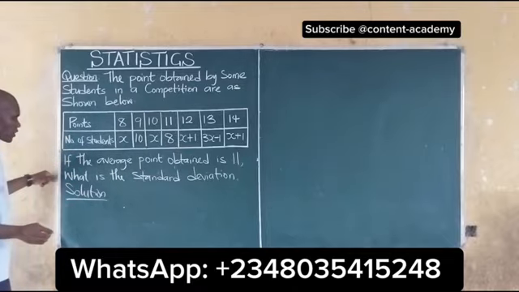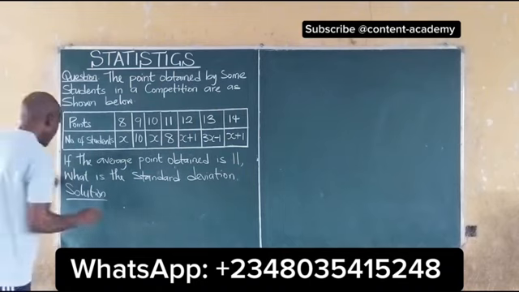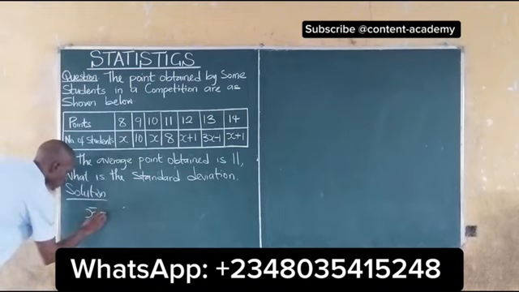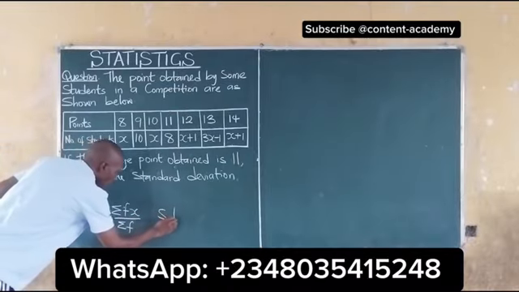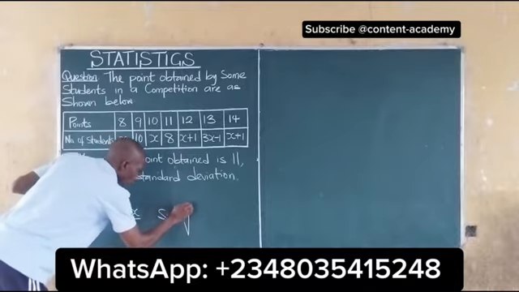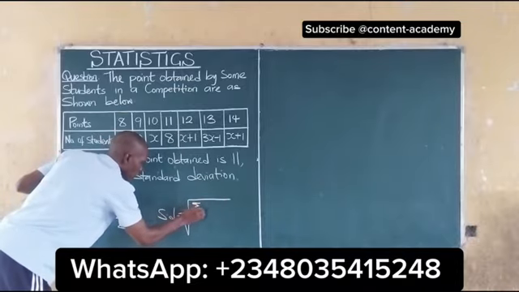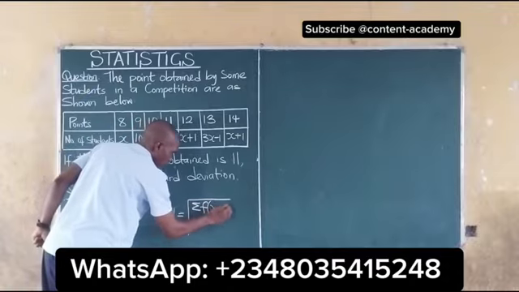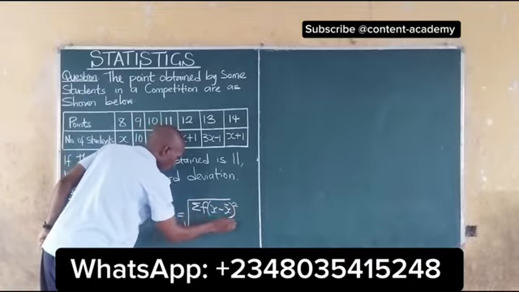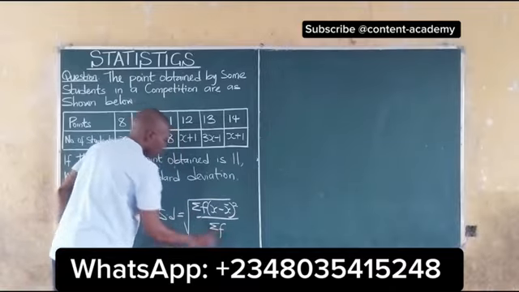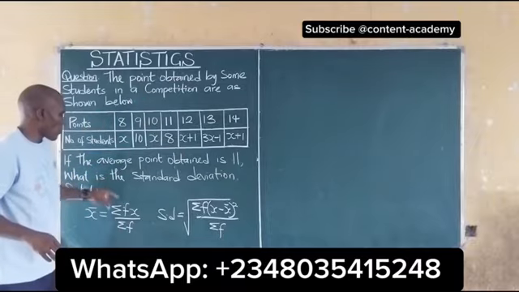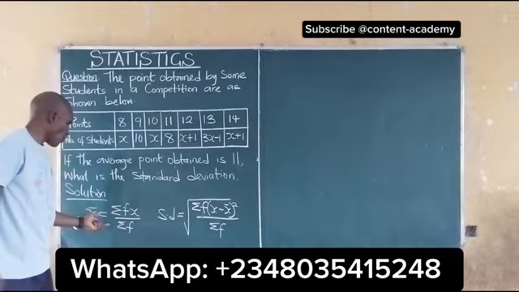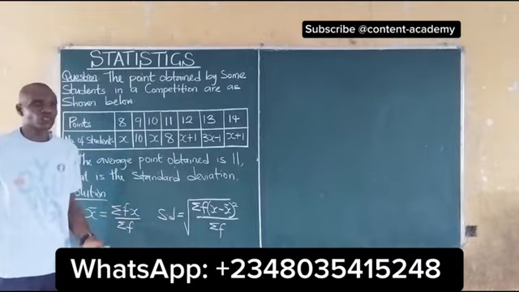Now, the first thing for you to do is that you should know that our mean is equal to summation of f of x all over summation of x. And the standard deviation is equal to the square root of the summation of f of x minus x bar squared all over summation of x. So the first thing for you to do is to produce a table that will enable us solve for this and this. So that is what we have here.